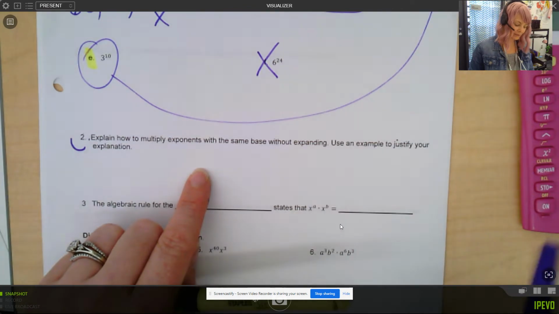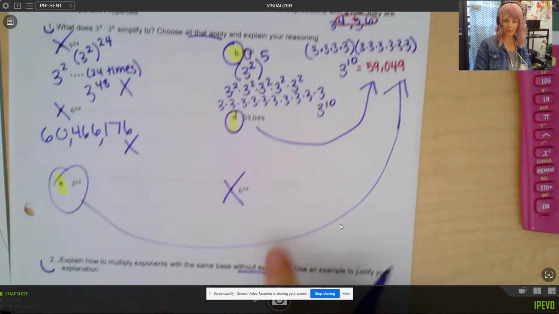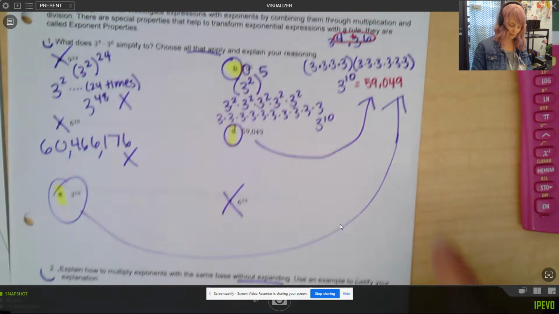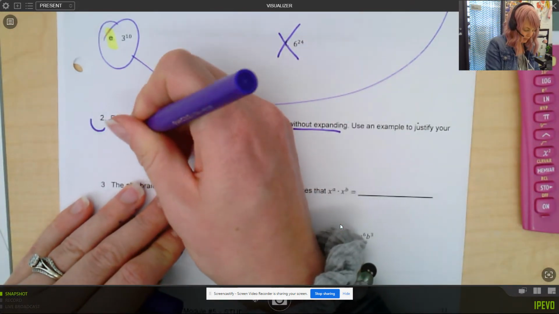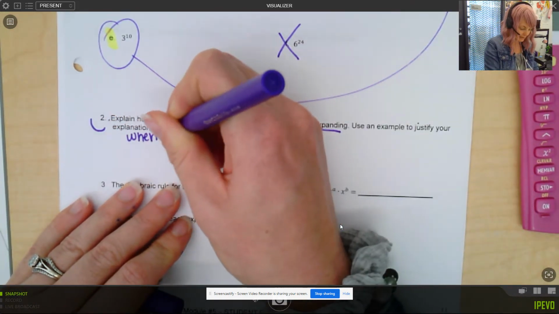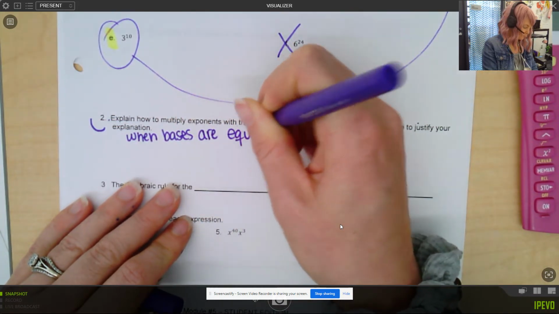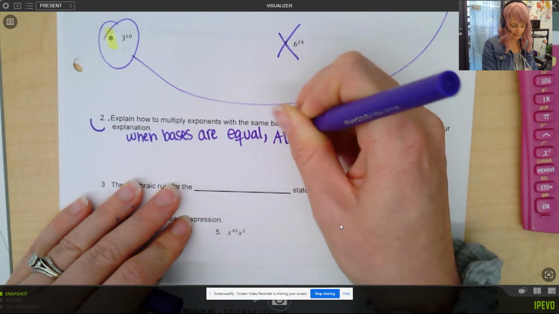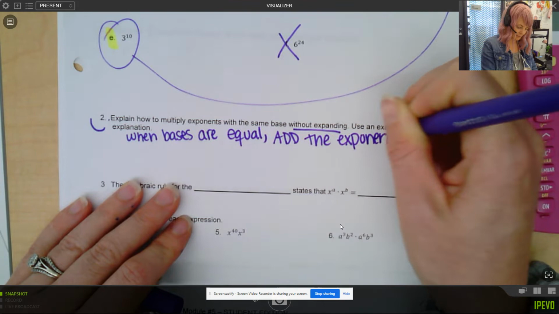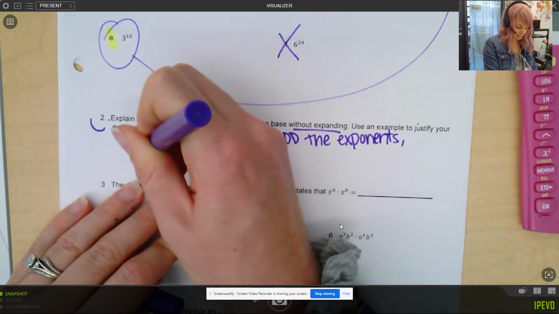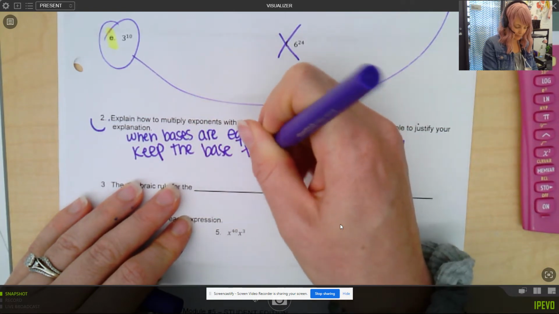So how do you multiply exponents with the same base without expanding? Without expanding is kind of like what we did up here. We expanded it out to all the multiplying. And use an example just for your explanation. So when bases are equal, add the exponents. Keep the base the same.